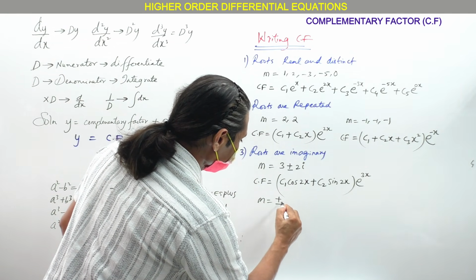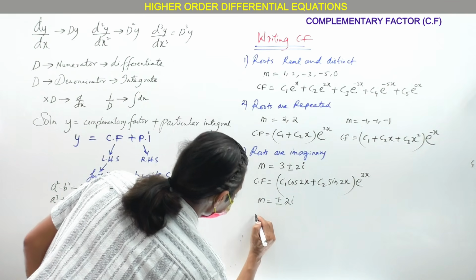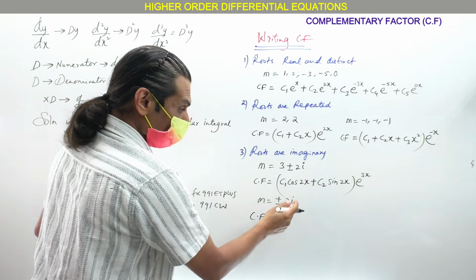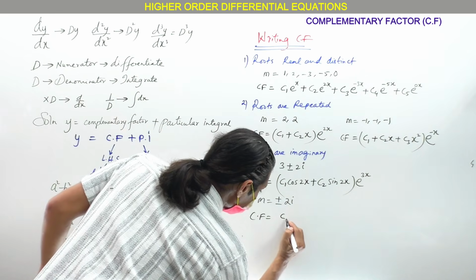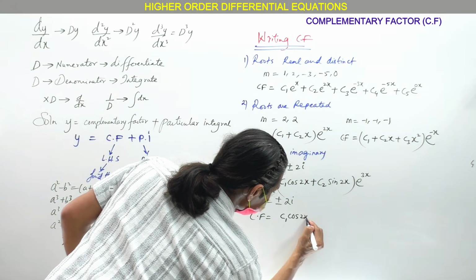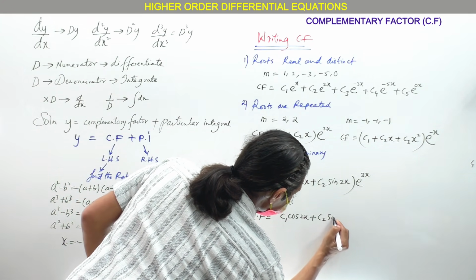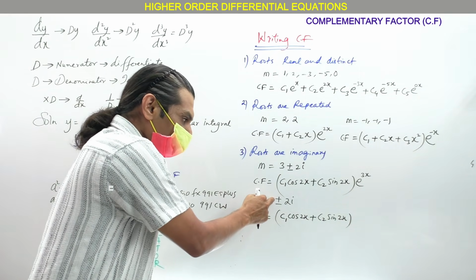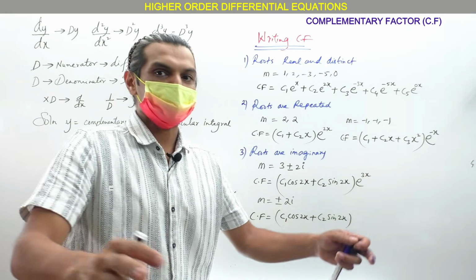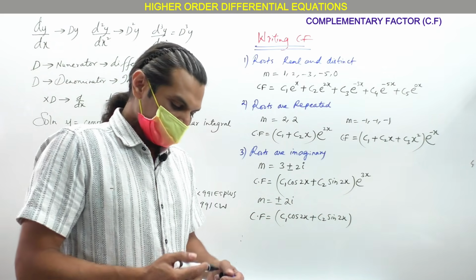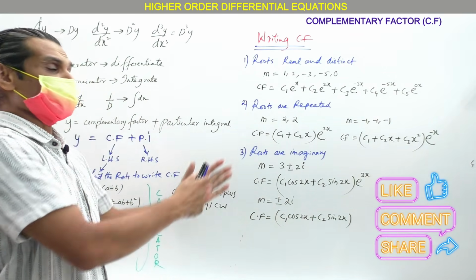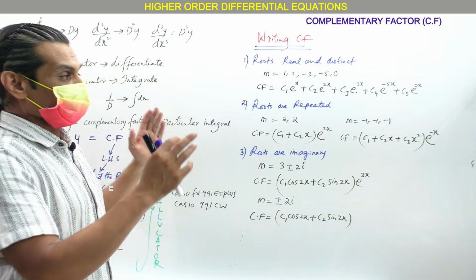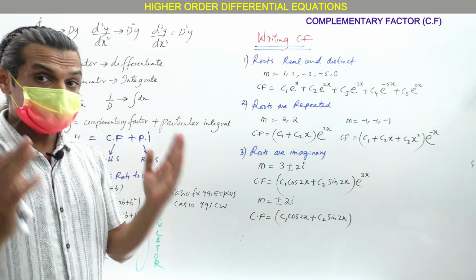Okay. Now one more thing, say if I am getting plain m equal to plus or minus only 2i. In that case CF can be written with only the imaginary terms, that is C1 cos of 2x plus C2 sine of 2x, into there is no real part, e raised to 0 is 1, so keep it as it is. That's it. I hope this was enough to explain how to write the CF, which is very, very important. So understand it, don't make any mistake here.